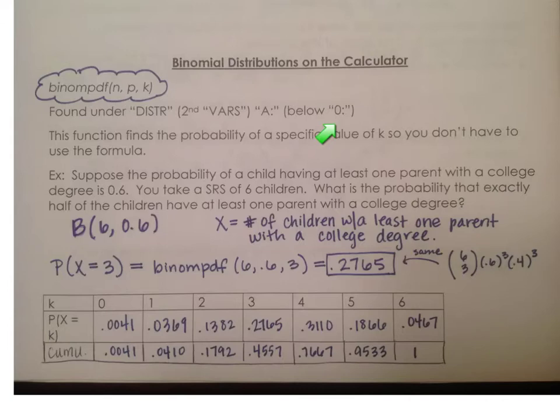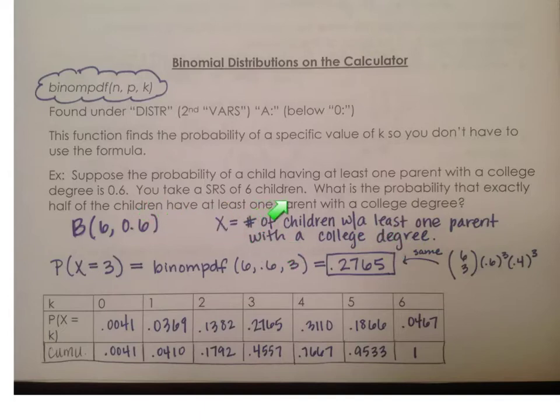So let's look at this first example. Suppose that the probability of a child having at least one parent with a college degree is 0.6. So that's going to be our probability of success, 0.6, and x, our variable, is going to represent the number of children with at least one parent with a college degree. So there's really your step one in this process.